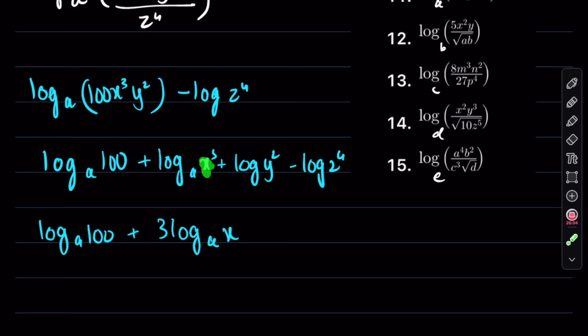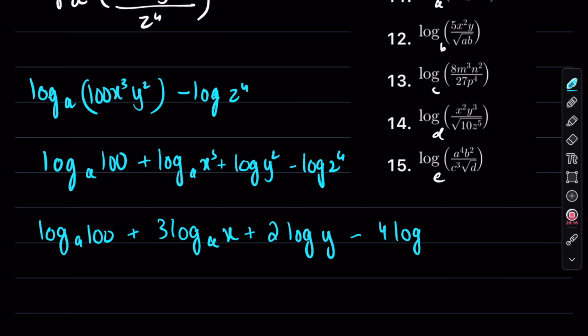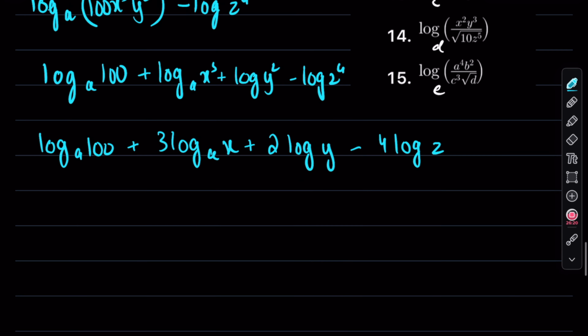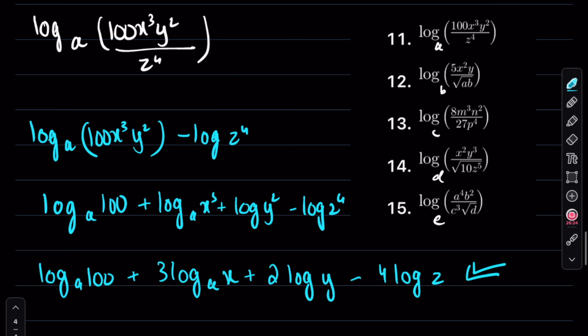Okay, so it could be brought backwards and it will become the coefficient of the entire operation of log, and 2 log argument 5 negative 4 log z. Okay, so that is our final answer. Let's take a look at another question.